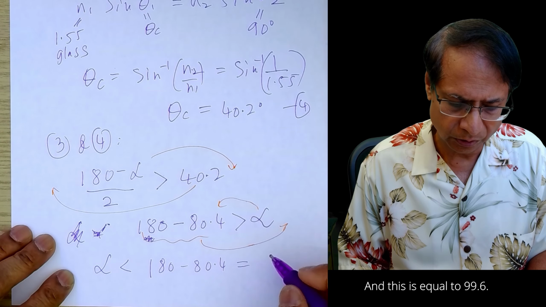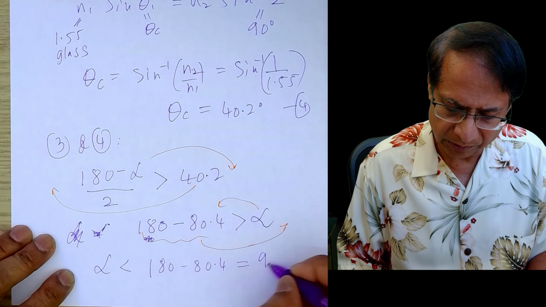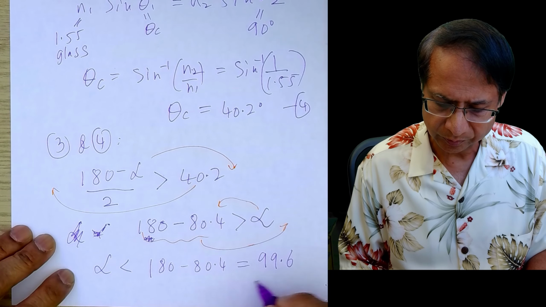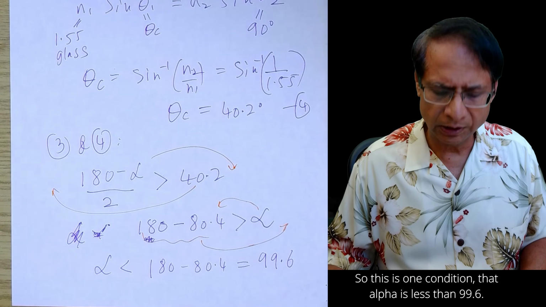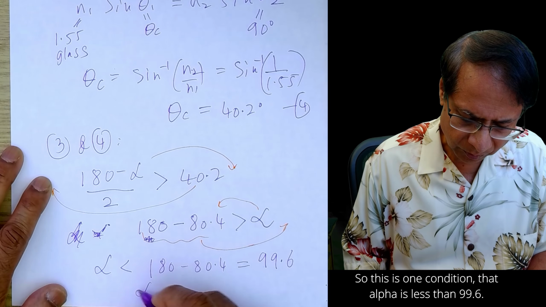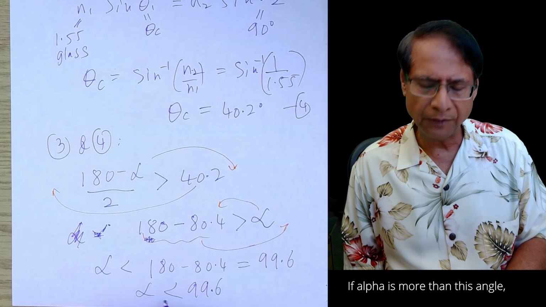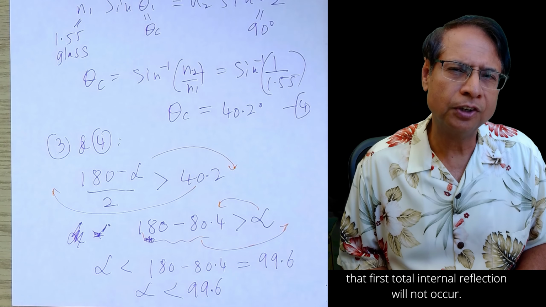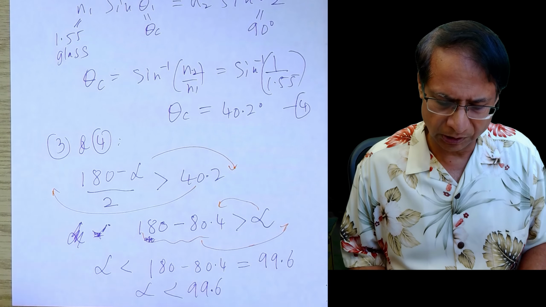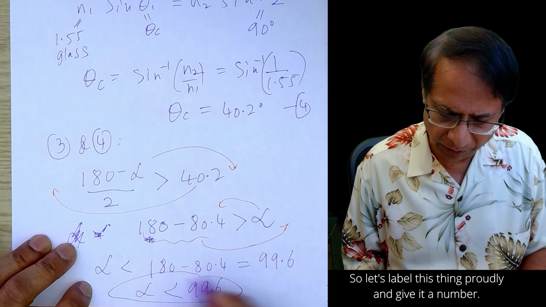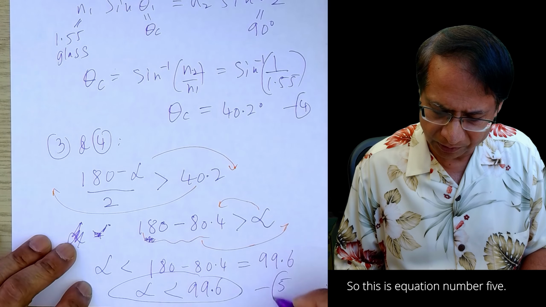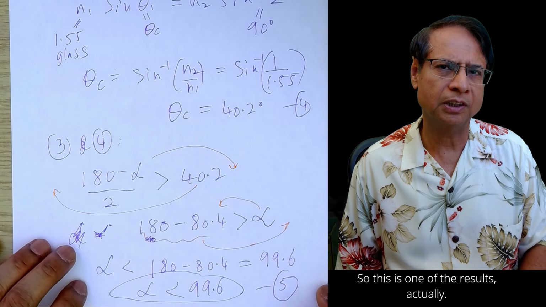And this is equal to 99.6. So this is one condition, that alpha is less than 99.6. If alpha is more than this angle, that first total internal reflection will not occur. So let's label this thing proudly and give it a number. So this is equation number 5. So this is one of the results actually.